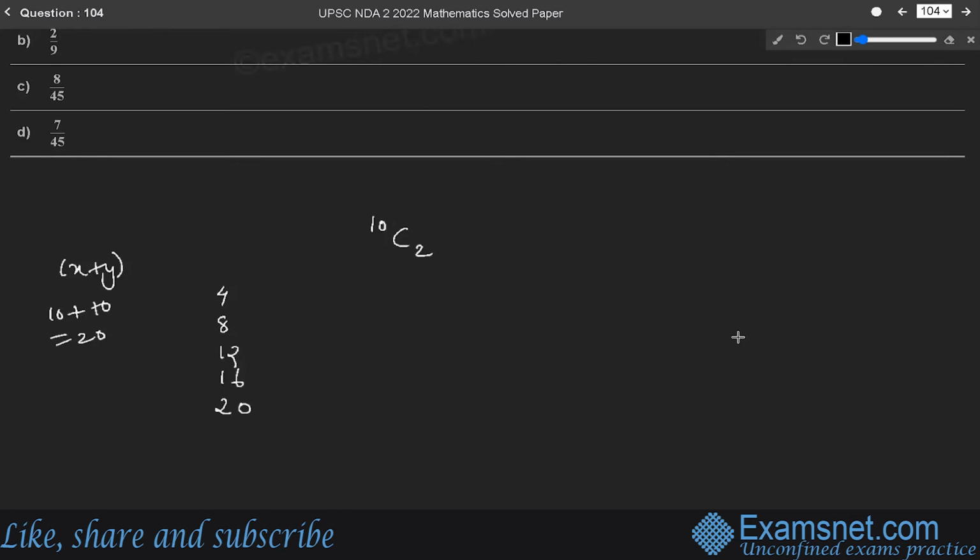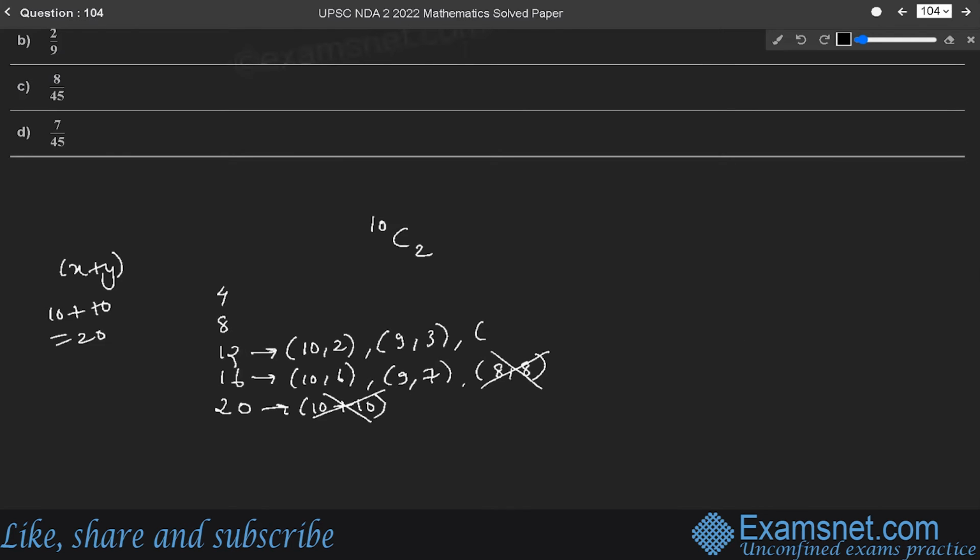So it is 20. Now you can see that for 20, x plus y would be 10 plus 10, which is not possible, because according to the question we cannot take the same numbers. 16 will be the sum of 10 and 6, and 9 and 7. It can also be the sum of 8 and 8, but it is not possible according to the question. 12 will be the sum of 10 and 2, 9 and 3, 8 and 4, 7 and 5. It can also be the sum of 6 and 6, but that condition is not possible here.